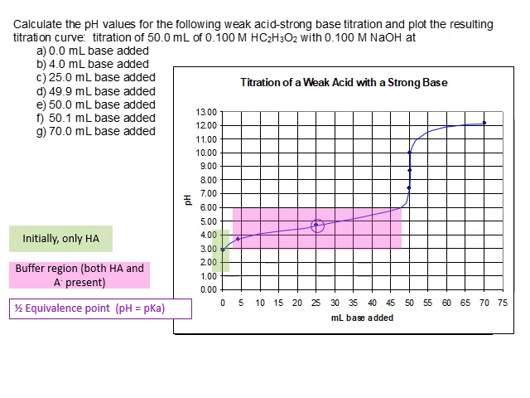We also identified a very special point in this buffer region. It's called the half equivalence point, and it's when the pH of the solution or the titration is going to be equal to the pKa of the acid that you're titrating.